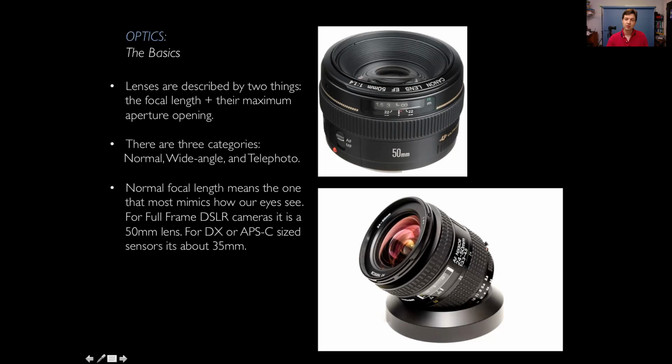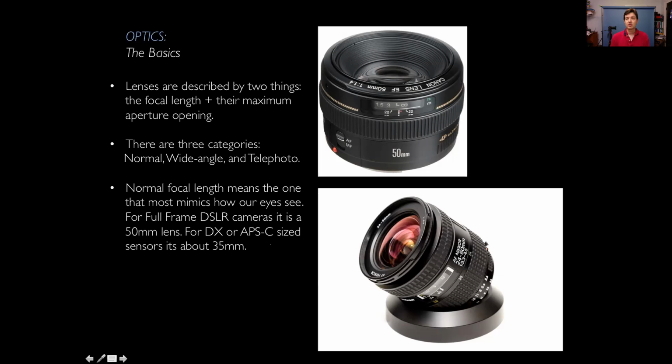So this says 3.3-4.5. That means at 24 millimeters, it's going to have a maximum aperture of 3.3, but when you zoom into 50 millimeters, that maximum aperture decreases a bit and goes down to 4.5. So that's how that works.